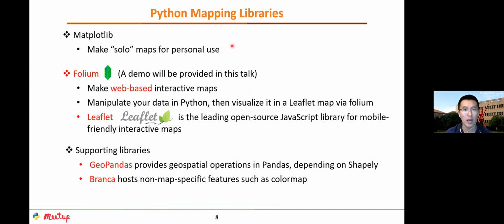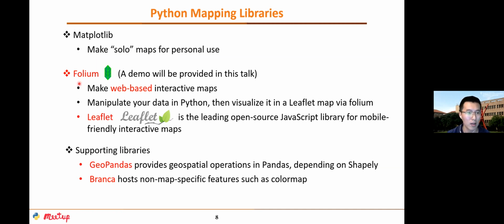So in Python, we have several mapping libraries. We can use those to make maps in Python. First, I think everyone is very familiar with this library, Matplotlib. We can plot different data on the map using Matplotlib. But the limitation for this one is what I call solo maps. That means if someone doesn't know Python or programming, it's very difficult for them to use the map you developed using Python.